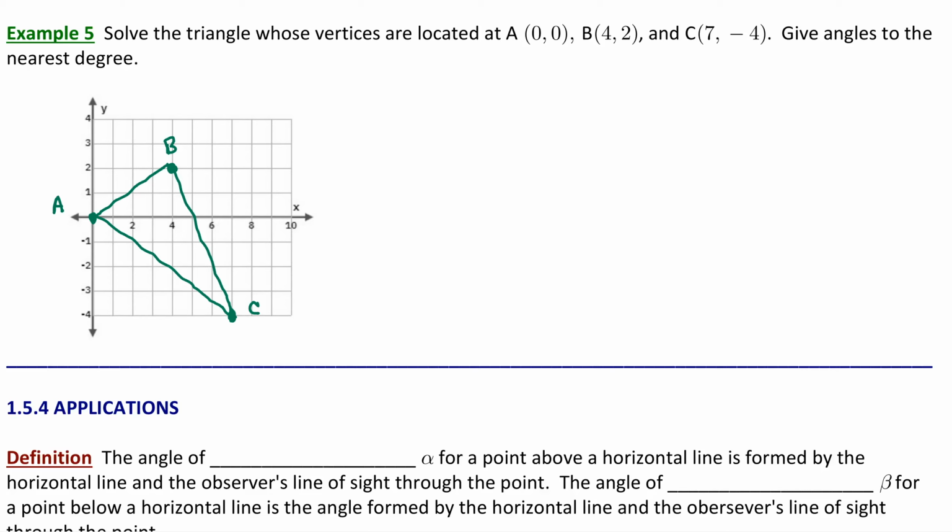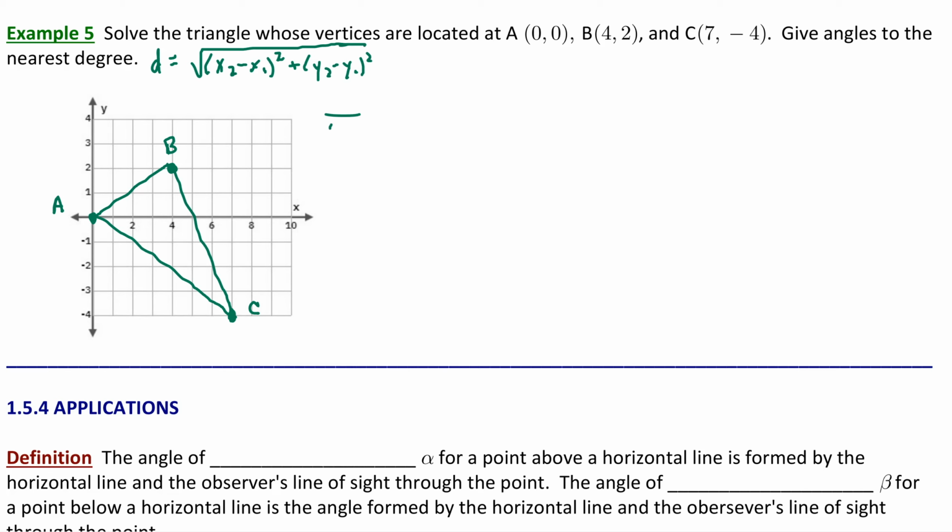To solve the triangle, we need to find the measures of the three sides and the measures of the three angles. We're going to be able to do that with the distance formula. So again, this is reminiscent of college algebra. So let's find the distance of segment AB. Now, before I do, let me remind you of that distance formula. Remember, the distance between any 2 points is given by the square root of the difference in the x values squared plus the difference in the y values squared.